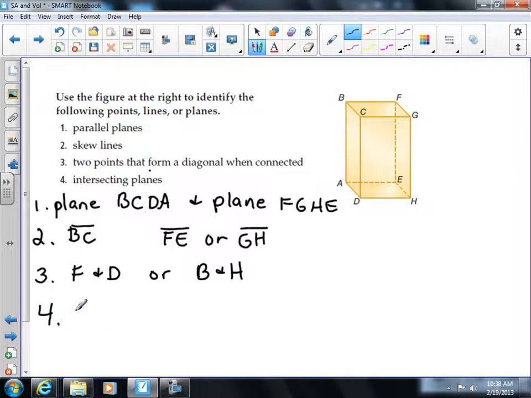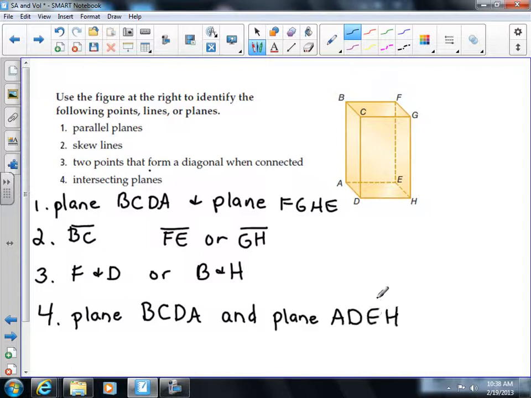And the last one, intersecting planes. I could say plane BCDA and which one intersects BCDA? Well, you could have a variety. Let's go with plane ADEH. So where do they intersect? Along line AD. Very good. Any questions?